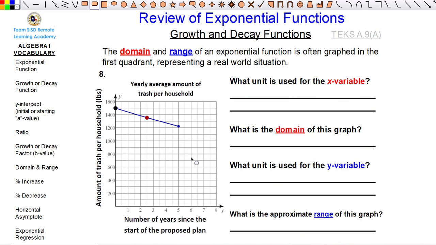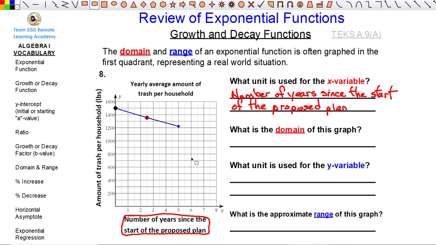Number 8, we have another one that's a decay function and has a bottom, has a top, has a left, has a right. So let's look at the units first. Here we have the yearly average amount of trash per household. Along the bottom is the unit used for the number of years since the start of a plan. Okay, now stop and think. What is that domain? From left to right. It starts at time 0, and it goes all the way to time 5. And 5 what? 5 years.